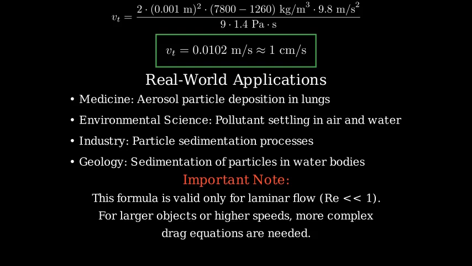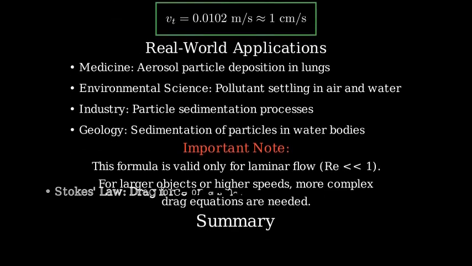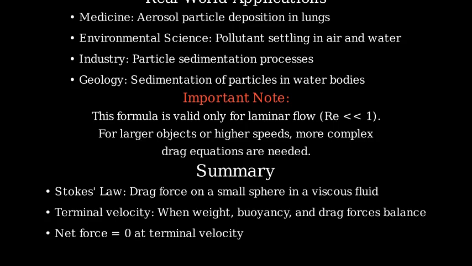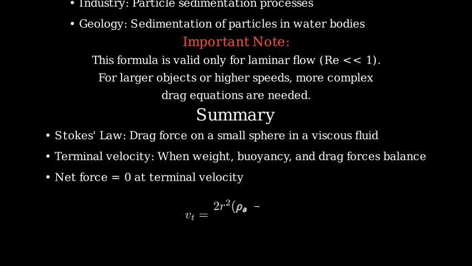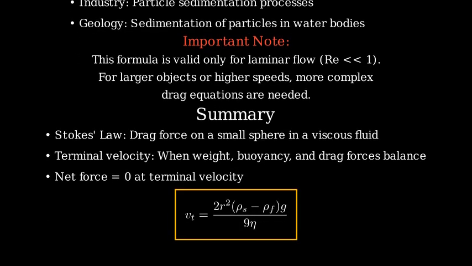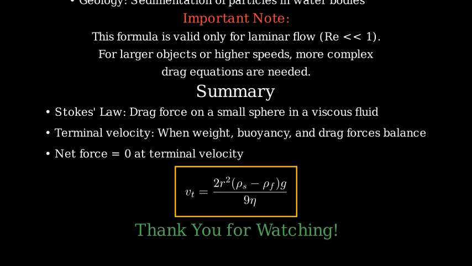Let's summarize what we've learned today. Stokes' law gives us the drag force on a small sphere moving through a viscous fluid. Terminal velocity is reached when the weight, buoyant force, and drag force balance out, resulting in zero net force and constant velocity. The formula for terminal velocity, including the buoyant force, is v_t equals 2 r squared times (rho_s minus rho_f) times g divided by 9 eta. This equation is important in many scientific and engineering applications.